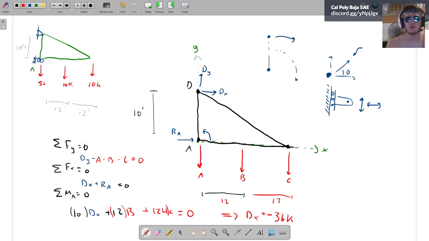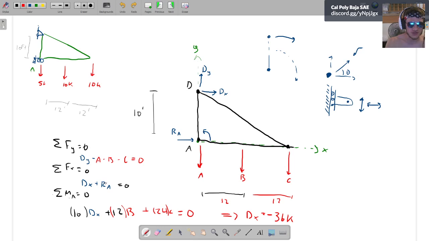Some professors will prefer you, if you guessed the wrong direction at the beginning, to actually draw your force the other way. So some would actually tell you, go back to your free body diagram and redraw dx in the correct direction. I don't. Some professors don't. It's more work, so we're not going to do it right now. There we go. So we have dx.